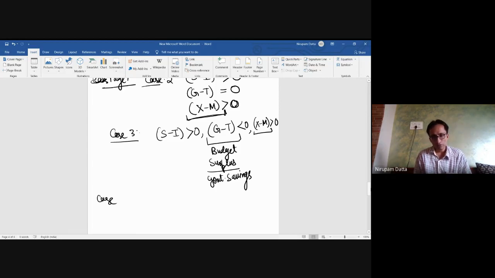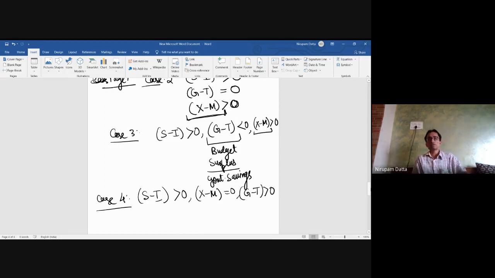Then comes case 4. S minus I is greater than 0. X minus M is equal to 0. So G minus T has to be greater than 0. That means now the exports and imports are balanced, so there is no borrowing by the rest of the world. But there is a budget deficit, which is entirely financed by the excess of savings over investment.